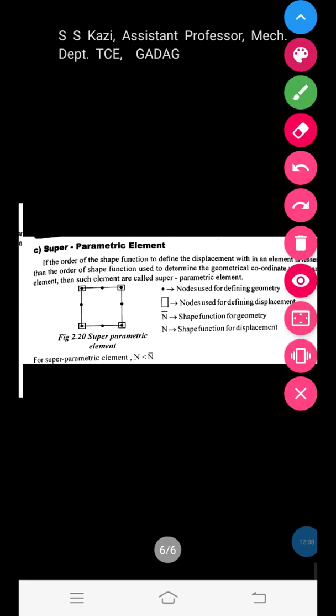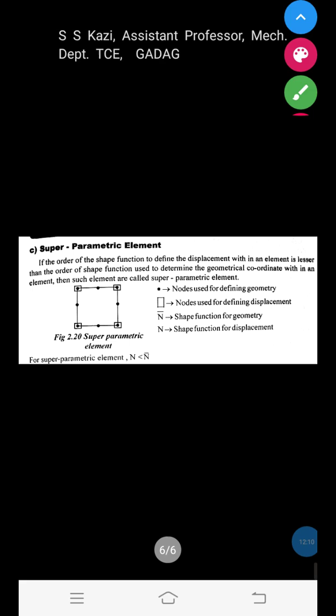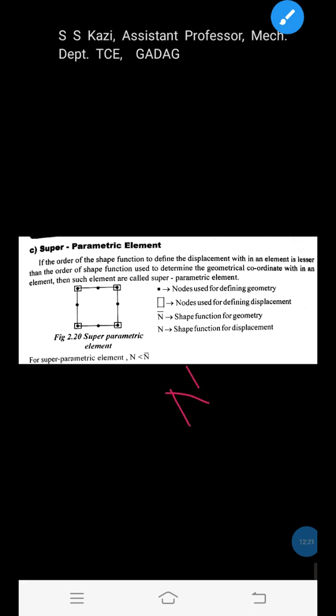Now the superparametric elements. Here, if the order of the shape function to define the displacement within an element is lesser than the order of the shape function to determine the geometry, that is n is less than n bar, where n is the shape function for displacement and n bar is the shape function for geometry. You can observe in this example that nodes for defining geometry are greater than nodes for defining displacement. These elements are called superparametric elements.